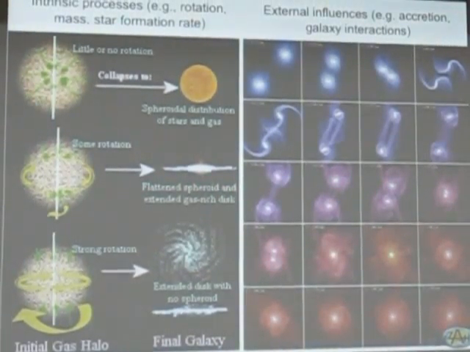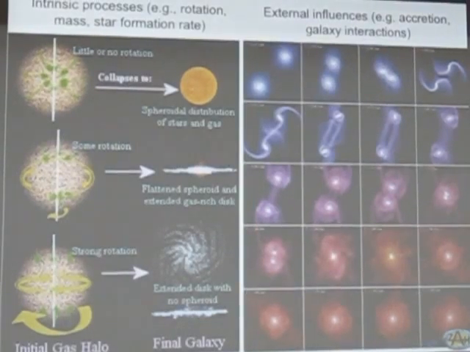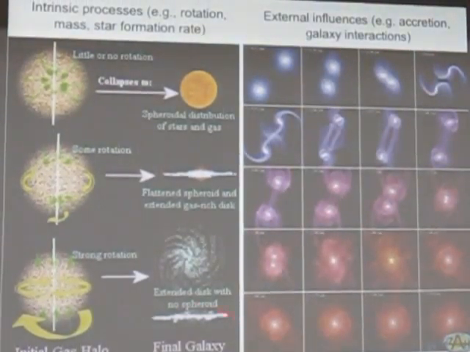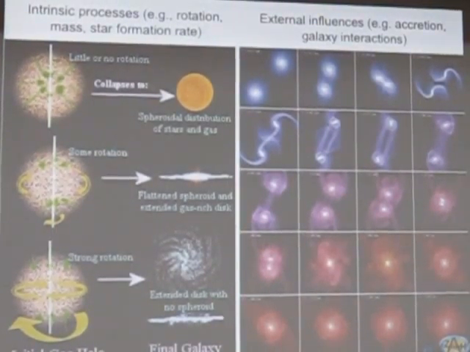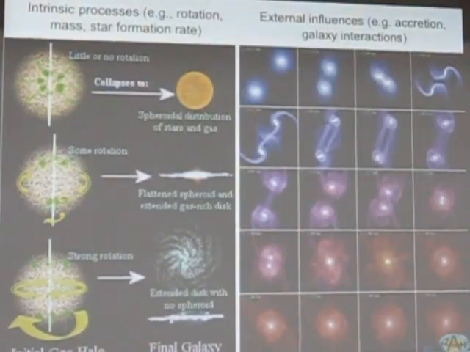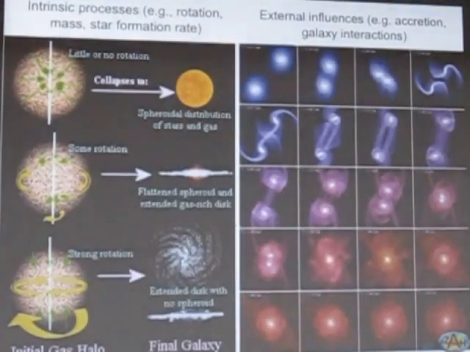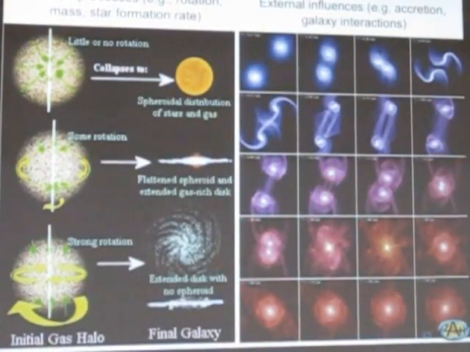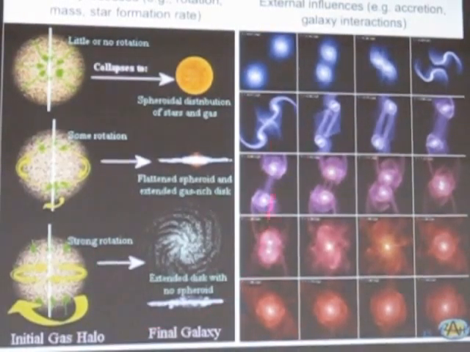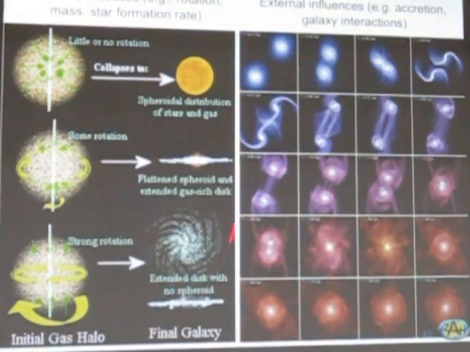If you have strong rotation, you would end up again with an extended disk, not necessarily with a spheroid in the center, and also eventually spiral arms. There are a number of theories as to how spiral arms evolve. Often these theories involve some perturbation that must have happened intrinsically or extrinsically in such a galaxy. So this picture here only looks at internal influences.